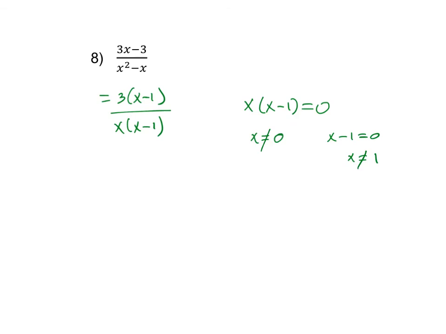So in this case, I can simplify or cancel out the x minus 1 with the x minus 1. And I just have equals 3 over x. That's it.